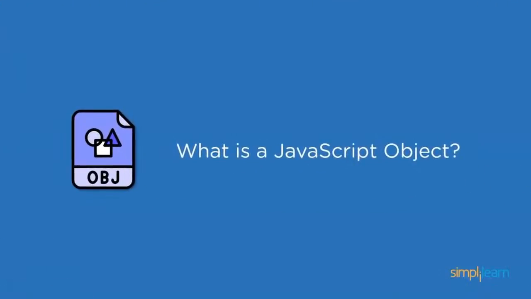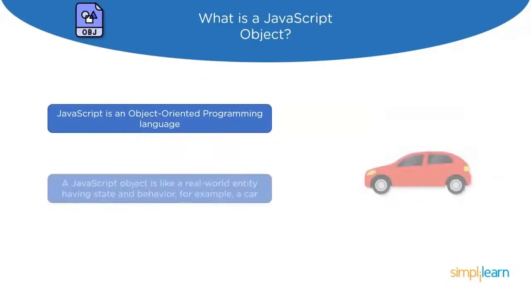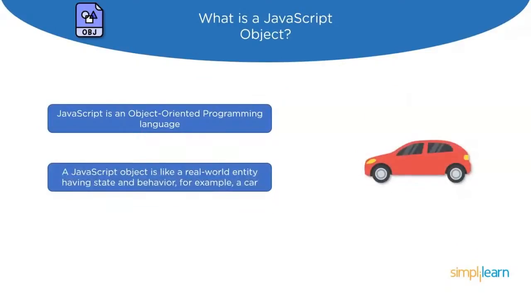So what is a JavaScript object? JavaScript is an object-oriented programming language, so everything in JavaScript is an object. A JavaScript object is like a real-world entity having state and behavior, for example, a car. Now we can take a car as an object. It will have its state like color and model. It will also have behaviors like accelerate and brake.